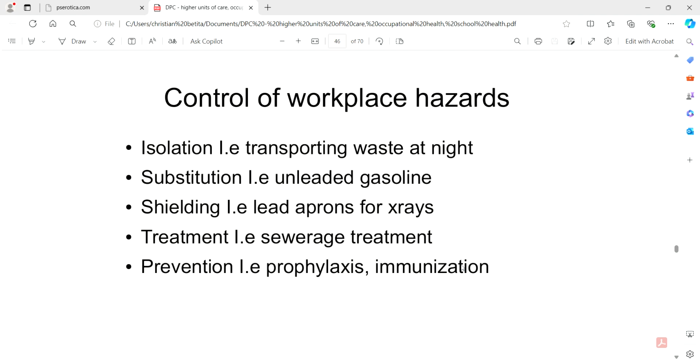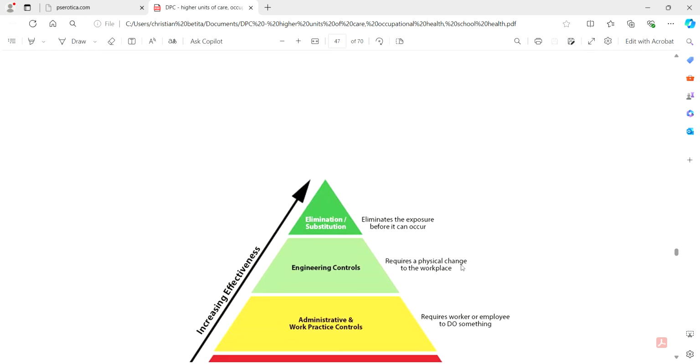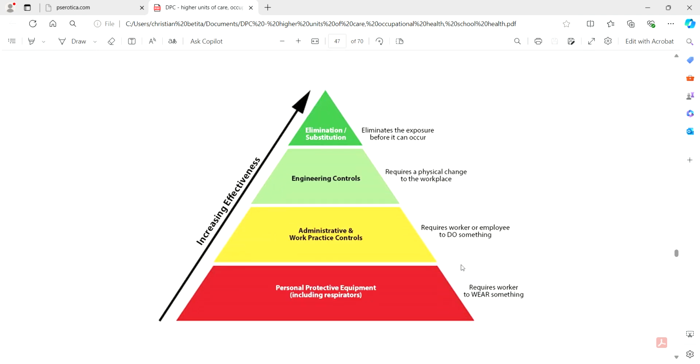Treatment, you are effectively eliminating the hazard. An example of that would be sewerage treatment, because the sewerage will contain a lot of biological hazards. So when you treat it, you eliminate the biological hazard. And prevention, through the use of yung mga preventive interventions natin, prophylaxis and immunization, right? So these are our different controls.